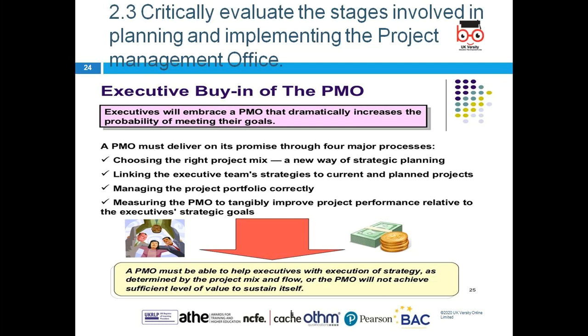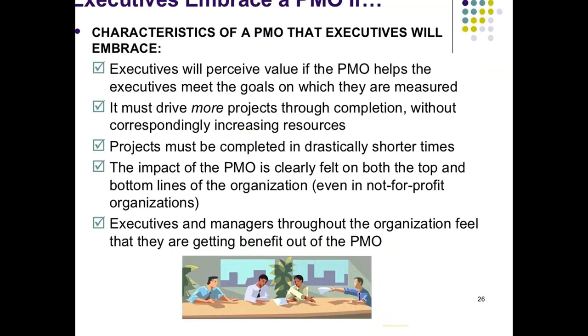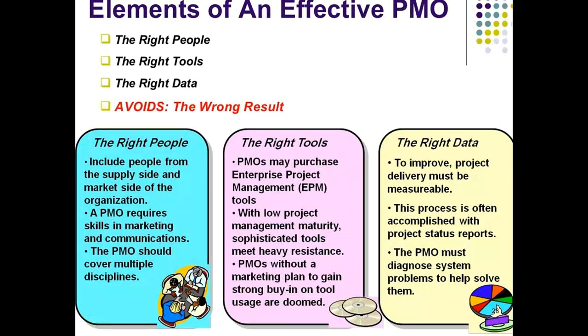So PMO must be able to help the executive with the execution strategy, determine the project mix and the flow, otherwise the PMO will not achieve a sufficient level of value to sustain itself. That's why the characteristic of an executive-level PMO is that it is perceived as helping executives meet their goals. It must drive projects through to completion. Projects must be completed drastically faster, in a shorter time, and the PMO is clearly felt at both the top and the bottom. All this we need to look around.